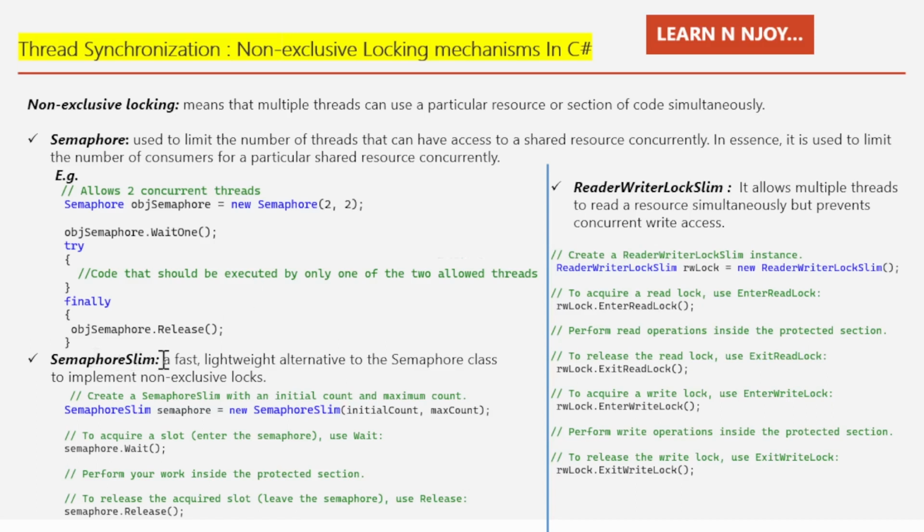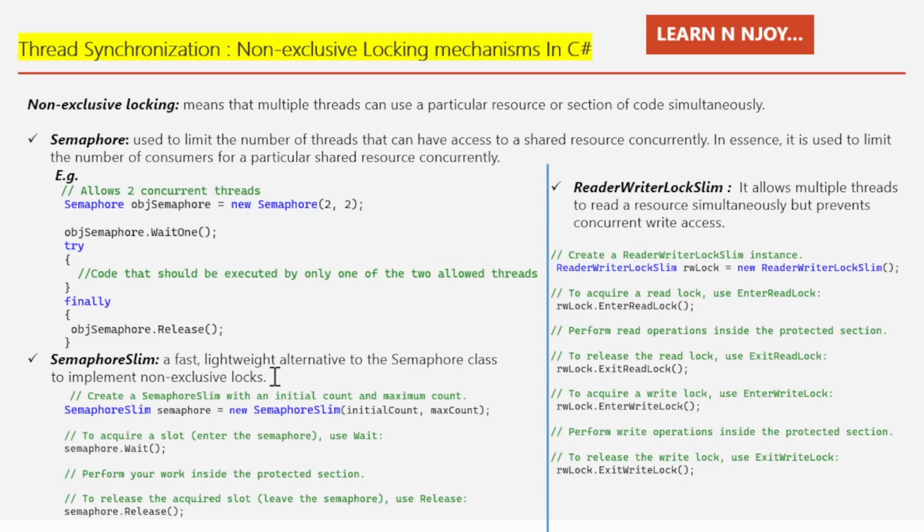It is a fast, lightweight alternative to the semaphore class to implement non-exclusive lock. Okay, so let's imagine a busy road junction controlled by a specific traffic signal, like the one at the traffic junction, right? So this traffic signal is like a SemaphoreSlim. It can change colors to control the flow of traffic just like a regular semaphore.